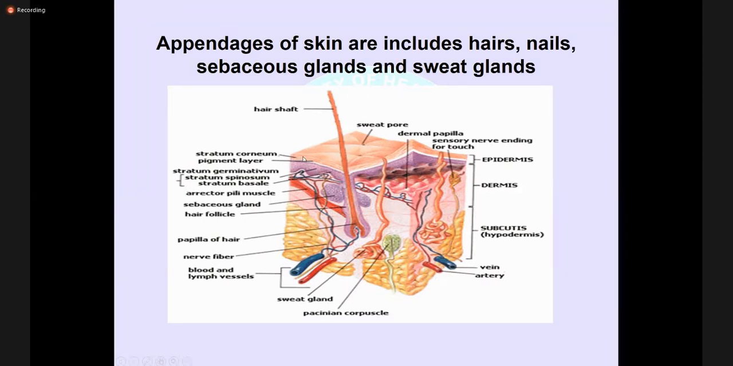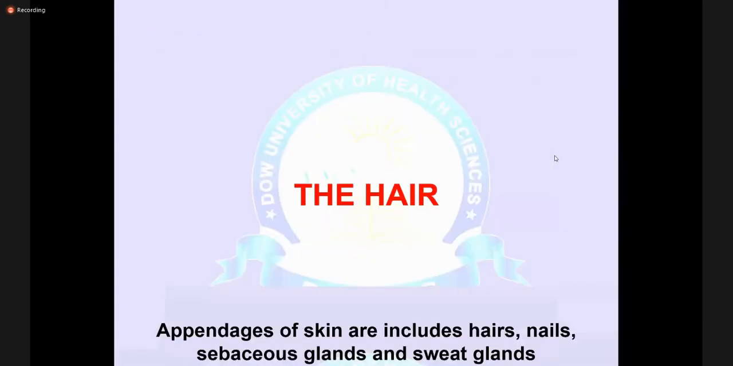Like the uppermost layer is the stratum corneum, that is the pigmented layer. Then we have stratum germinativum, which collectively consists of stratum spinosum and stratum basale, right? So these are the structures of the skin epidermis. Now the structure of the hair.